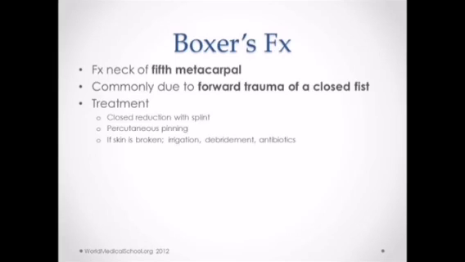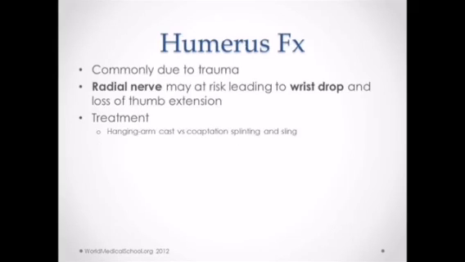Boxer's fracture is a fracture of the neck of the fifth metacarpal bone, and is commonly due to forward trauma on a closed fist. Treatment of boxer's fracture is a closed reduction with splinting. It may involve percutaneous pinning, or if the skin is broken, an open fracture in that case would require irrigation, debridement, and antibiotics to prevent any infection.